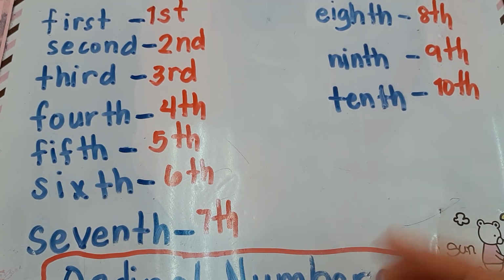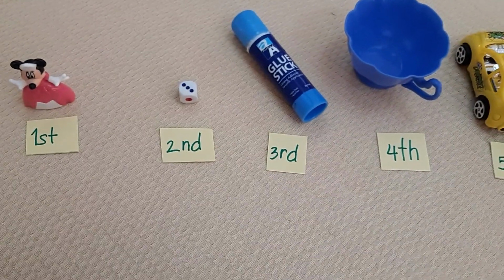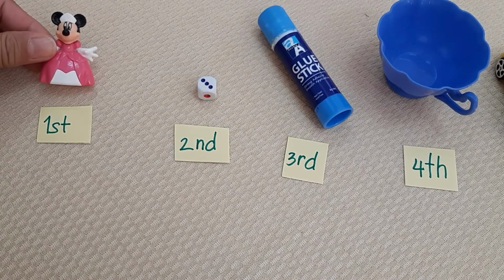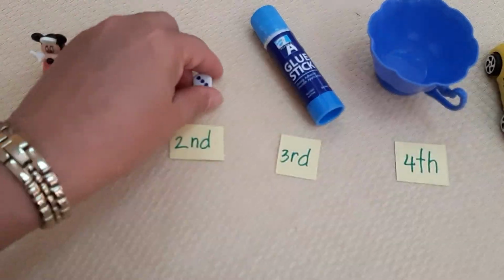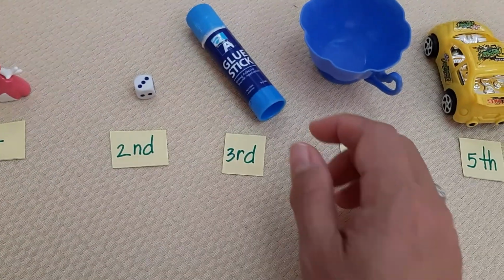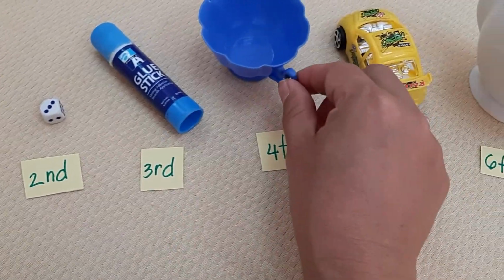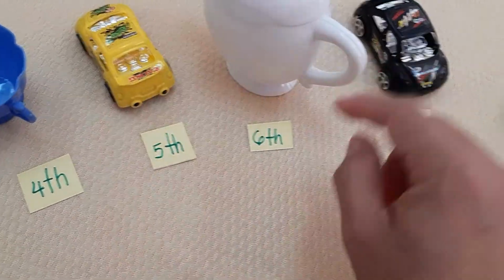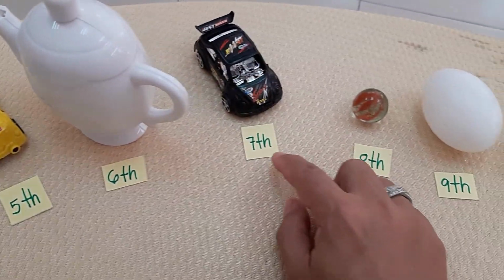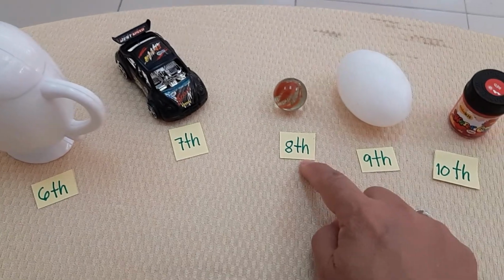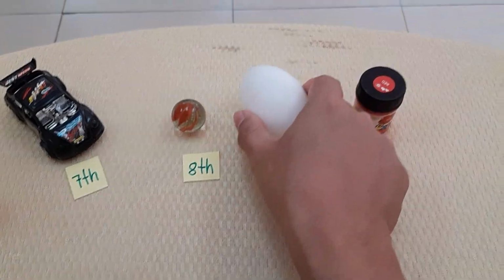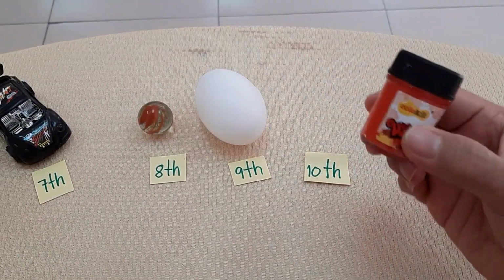I will give you an example like this. I have some things here in position. This is a Minnie Mouse. First, Minnie Mouse. Second is a dice. Third is a glue stick. Fourth is a cup. Fifth, a yellow car. Sixth is a teapot. Seventh is a black car. Eighth is a marble. And ninth is an egg. And tenth is a paint.